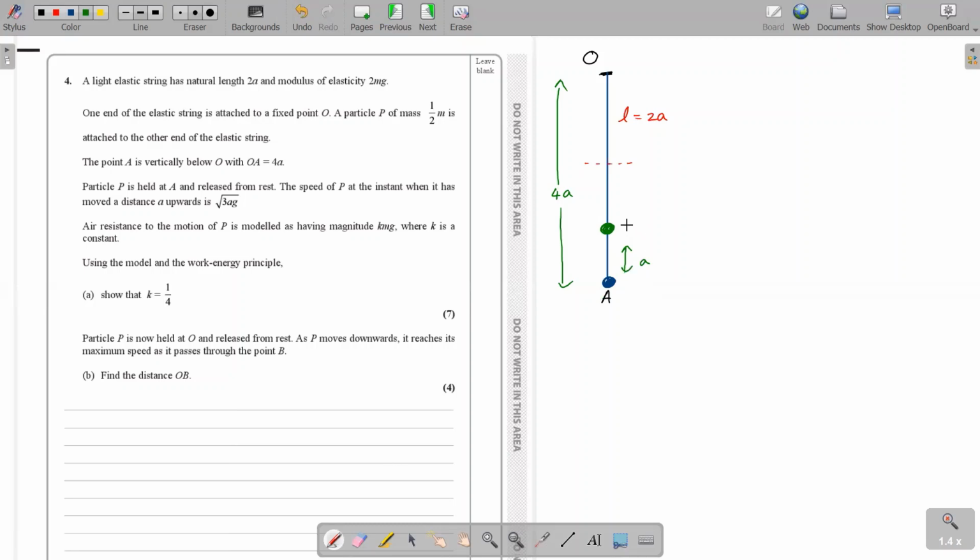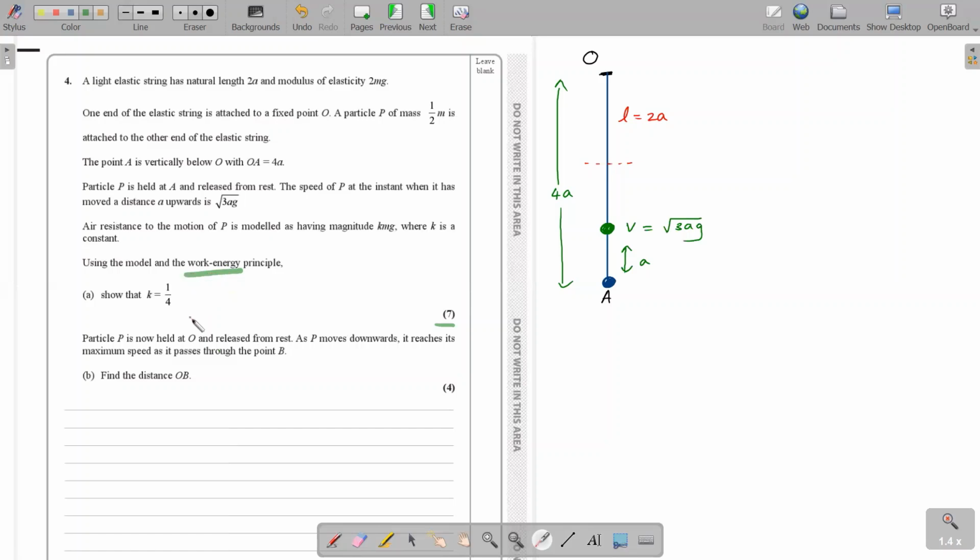Okay, this speed is √3 ag. And they are saying air resistance to the motion of P is modeled as having magnitude kmg, where k is a constant. Using the model and the work energy principle, they ask you to show that k equals 1/4, so it's 7 marks. So there is a lot of working to do here, and they want you to use the work energy principle.